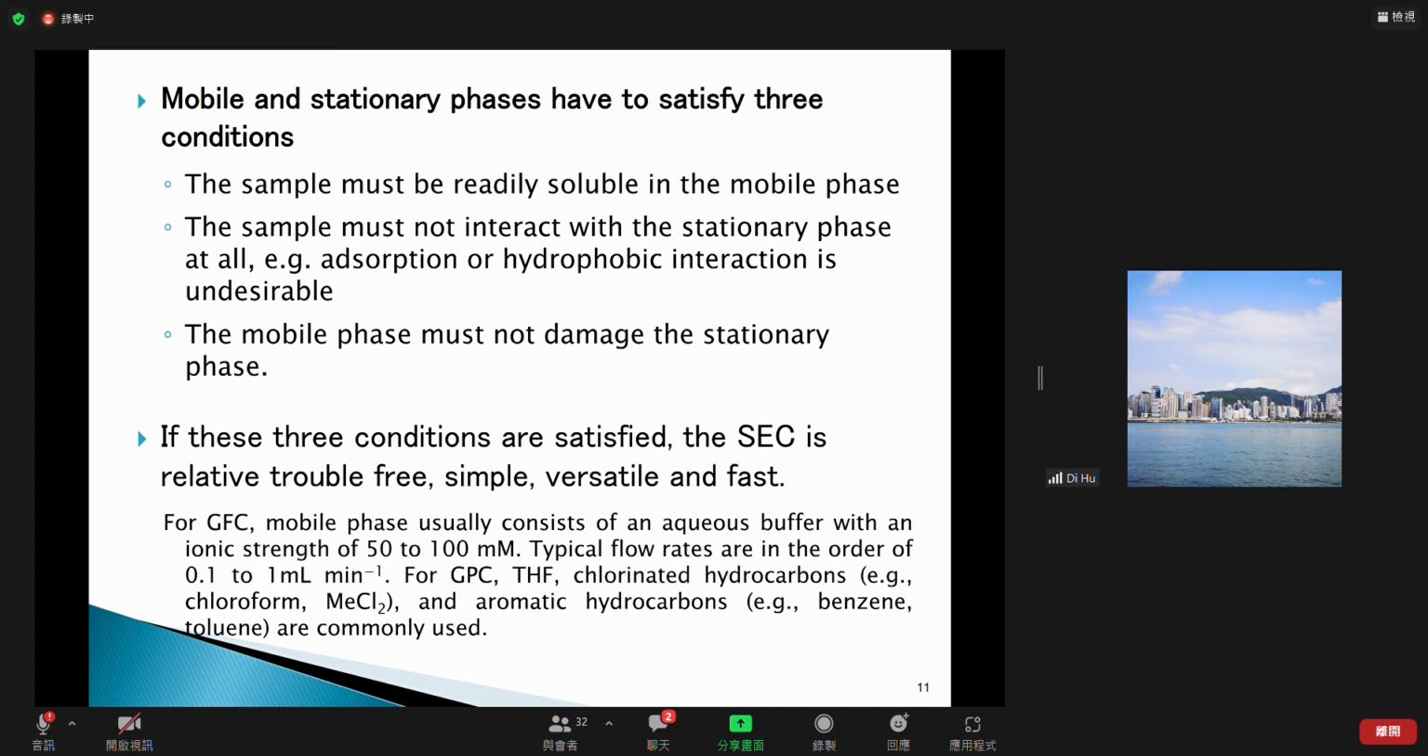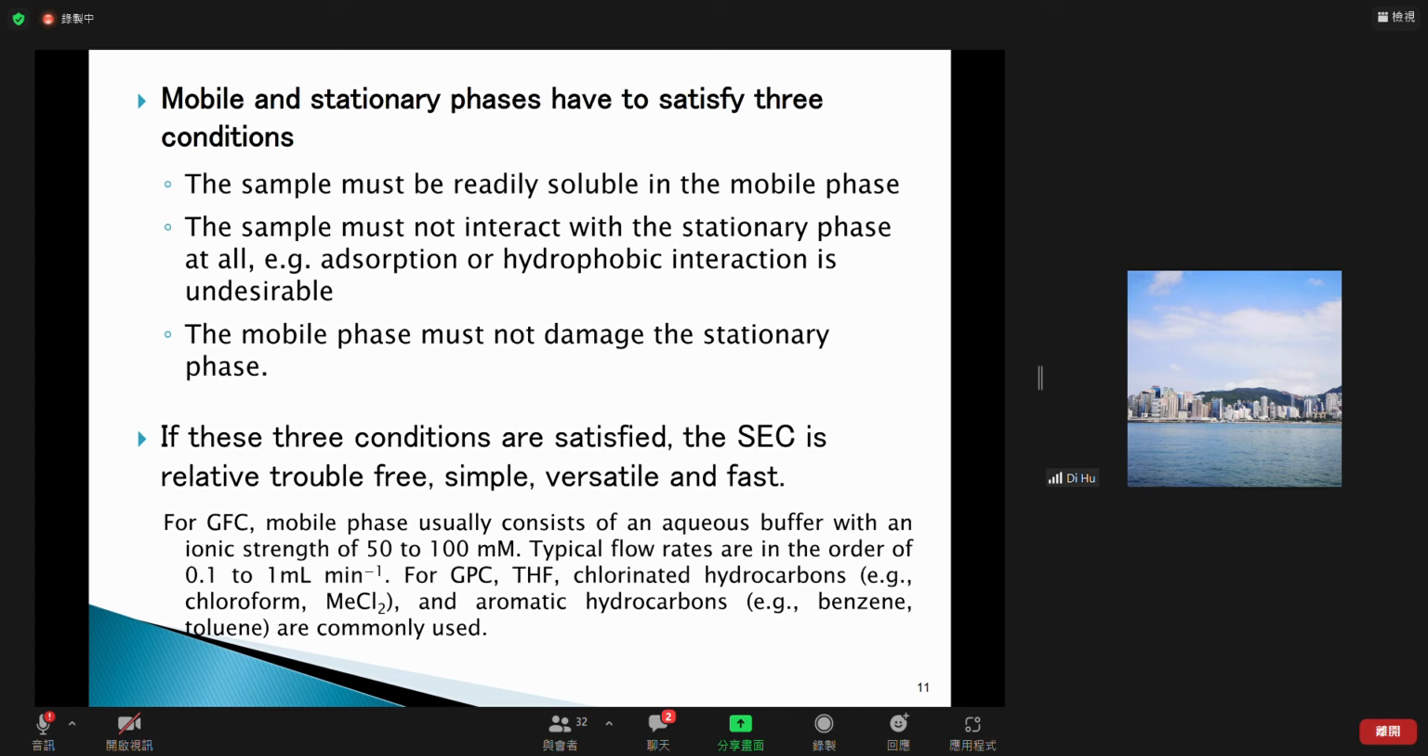You can see that in the updated notes. For gel filtration chromatography, the mobile phase is aqueous because we are dealing with water-soluble samples. The mobile phase usually consists of an aqueous buffer with an ionic strength of 50 to 100 millimolar. A typical flow rate is on the order of 0.1 to 1 milliliter per minute.